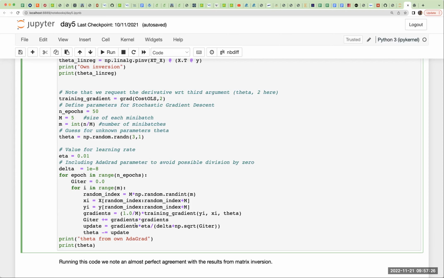Then I have the gradient multiplied with the original learning rate. But then I scale the learning rate with a parameter delta, which is meant to avoid possible divisions by 0. And then I multiply this with the square root of this gradient squared. So what I'm principally doing here is to have the original gradient multiplied with the original learning rate and divided by the square root of the gradient squared. That defines my update. So this is the adaptive gradient, AdaGrad. It's an example of how you can implement it.